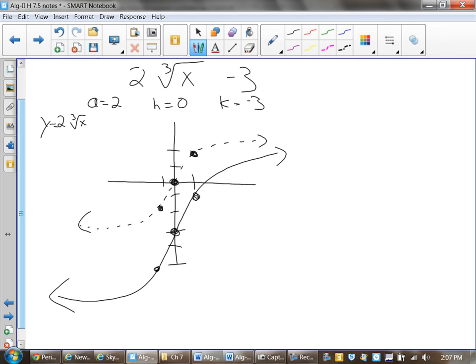Any other graphs? Remember, domain and range in here I don't have to worry about. It's going to be all real numbers because it does not stop.